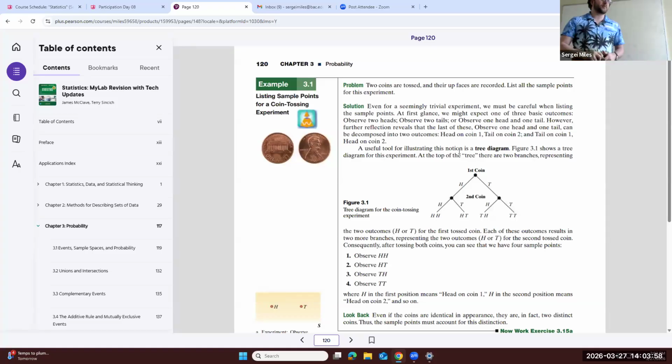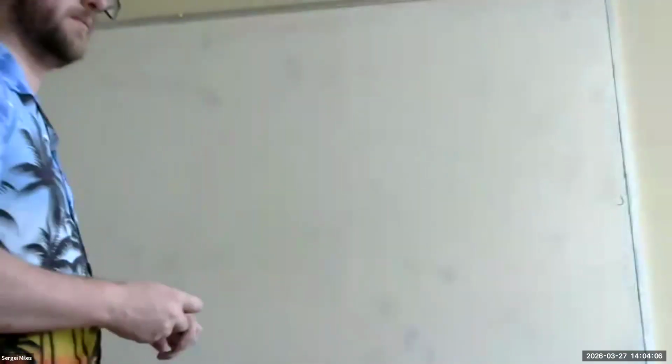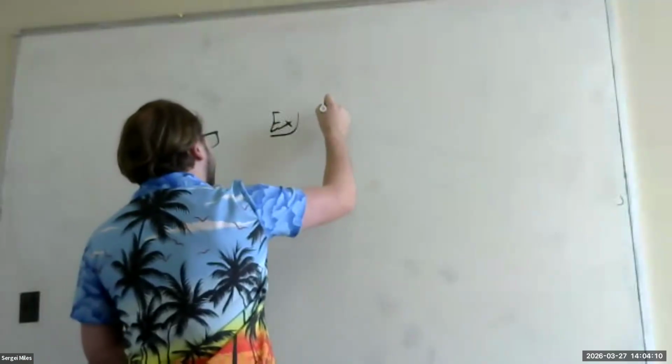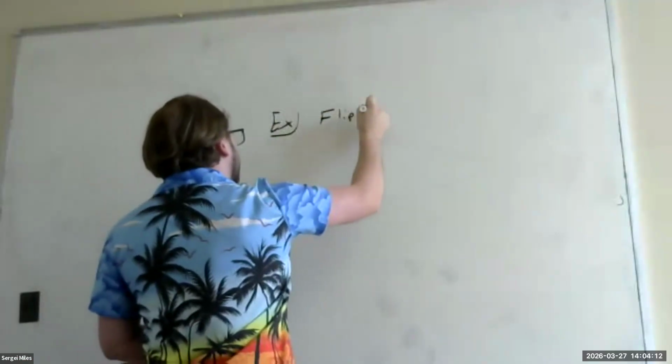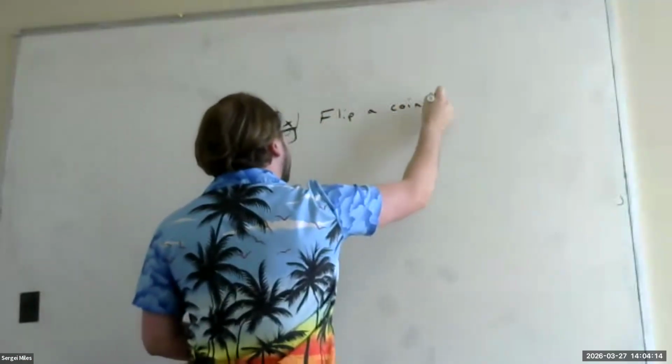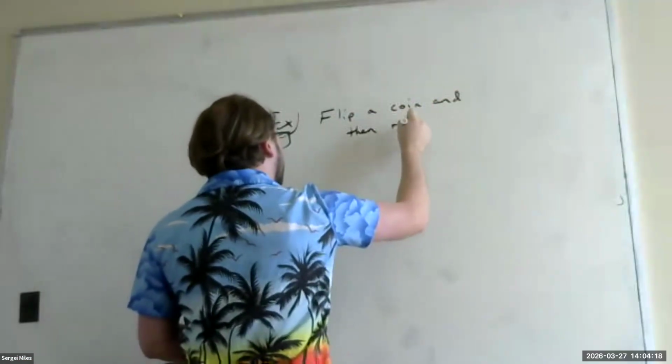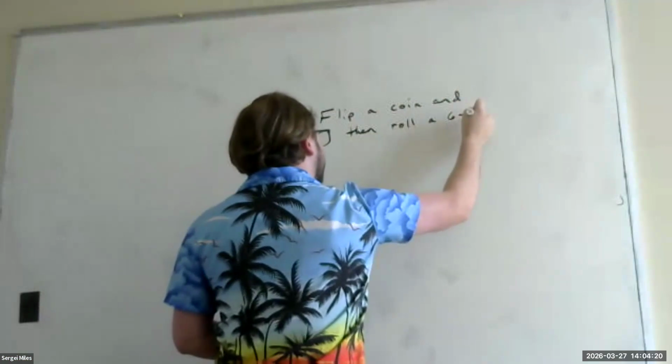All right, so I've erased the board back here. So let me turn off the screen share so we can come back to the whiteboard. And so I could have an experiment where maybe I flip a coin and then roll a six-sided die.